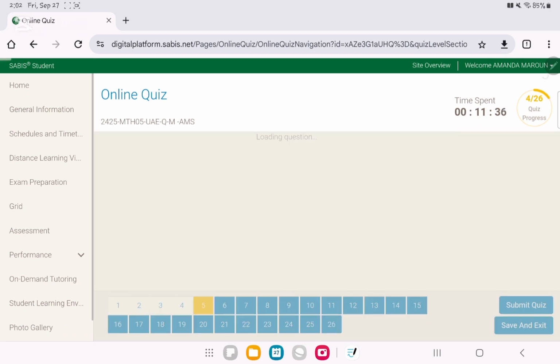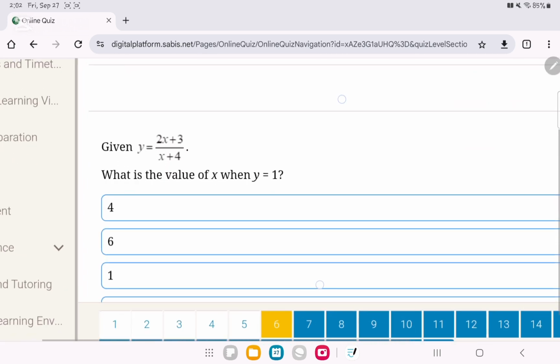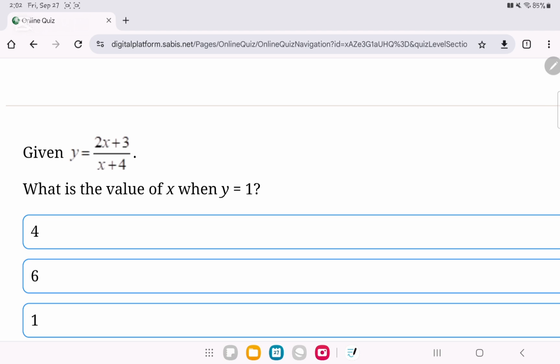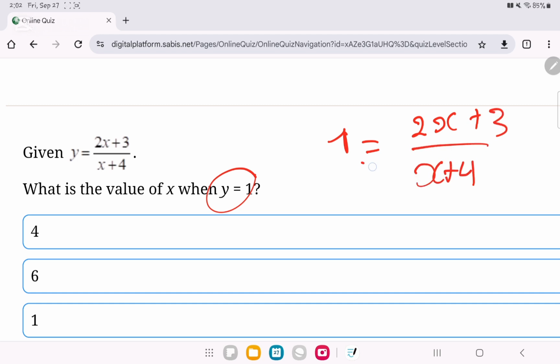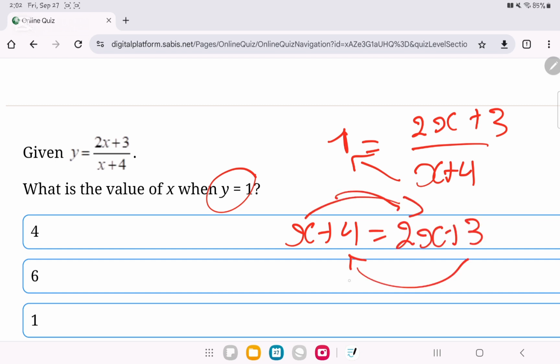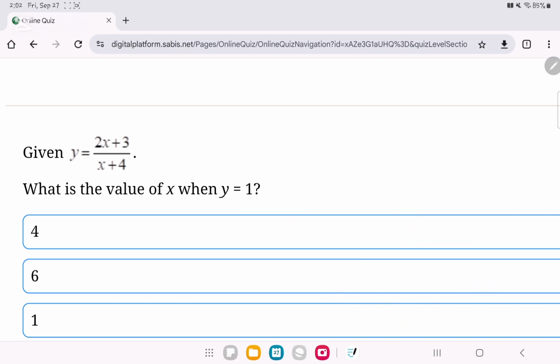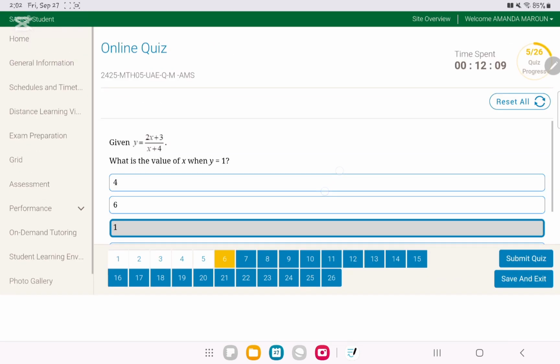Okay? Question number 6. Here, what's the value of x when y is 1? This is a similar concept, just replace y by 1. 1 is equal to 2x plus 3 over x plus 4. Then we bring this here, it's gonna be x plus 4 is equal to 2x plus 3. We're gonna move x to this side and 3 to this side. We're going to get 4 minus 3 is equal to 2x minus x. So 1 is equal to x. And very simply, our answer is 1.